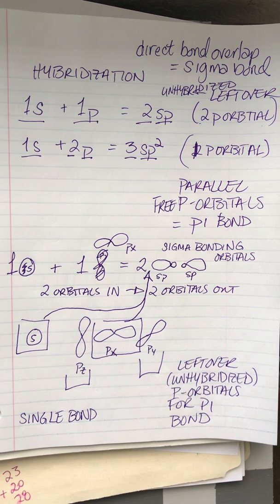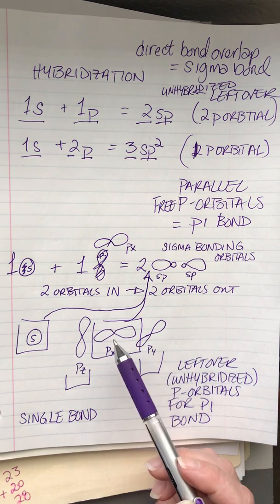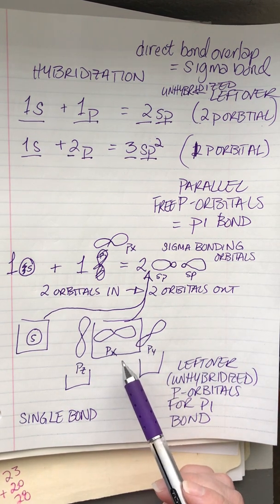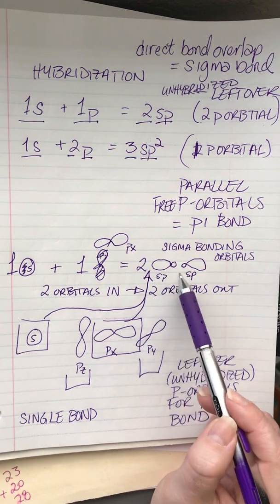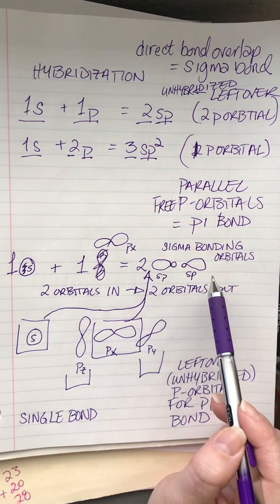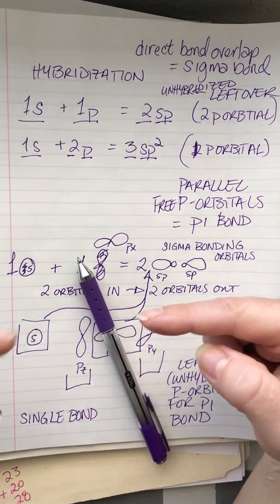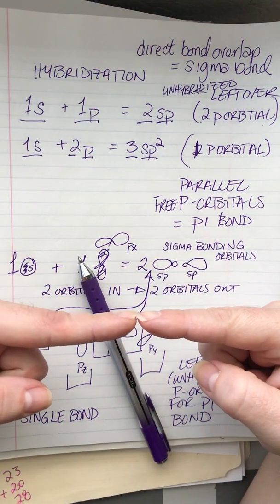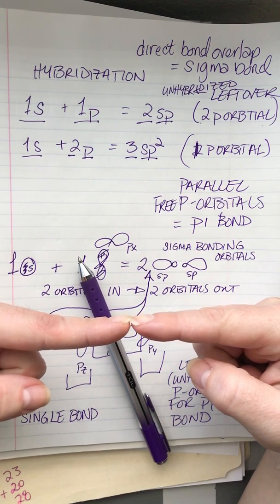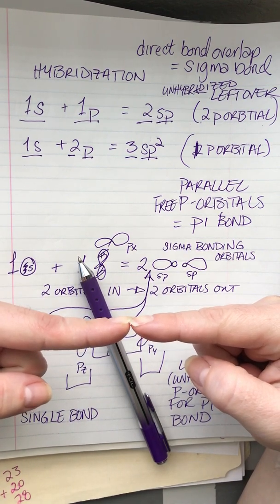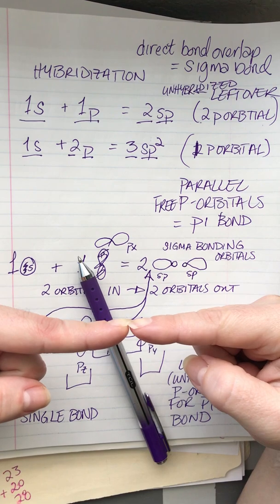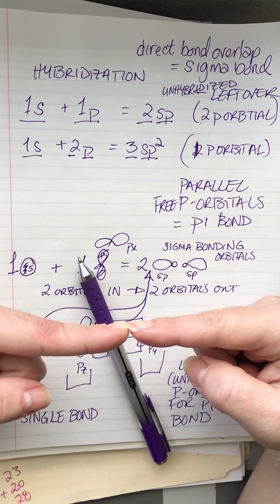Honestly, it doesn't matter. I'm just talking about the px orbital because if you're looking at a bond along the x-axis, just thinking about 2 atoms sitting next to each other, when you're talking about an sp bond, what geometry is that?